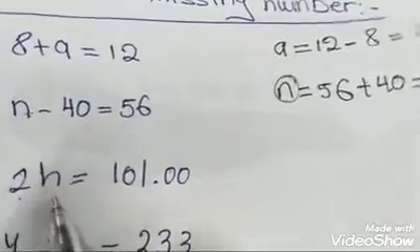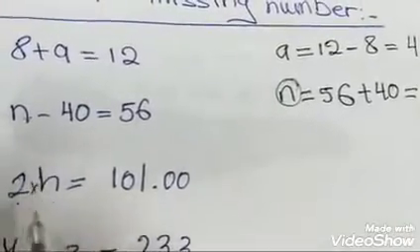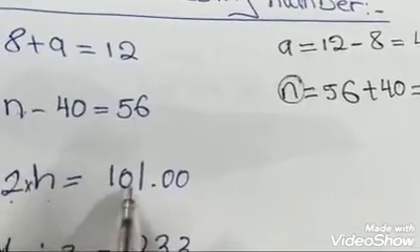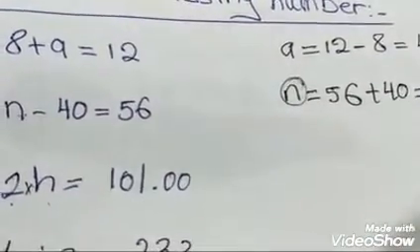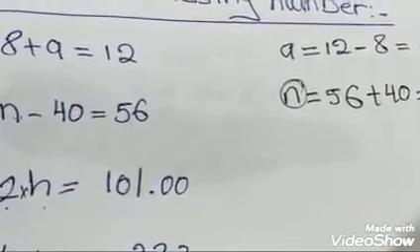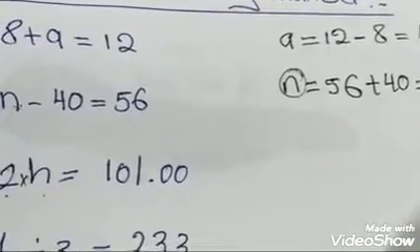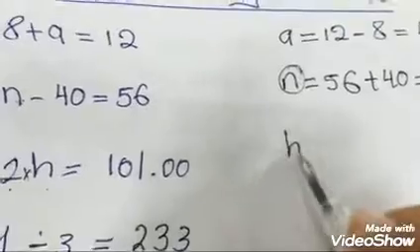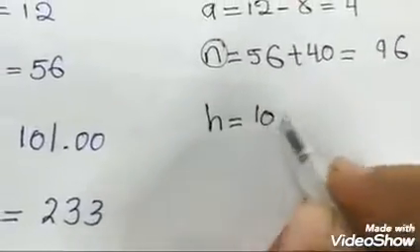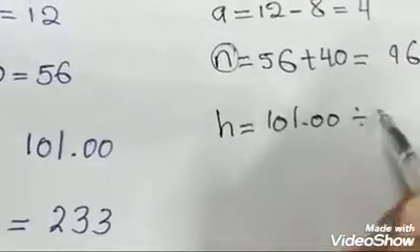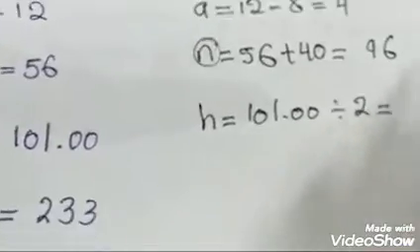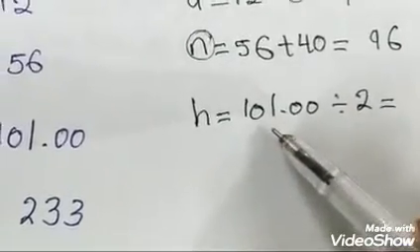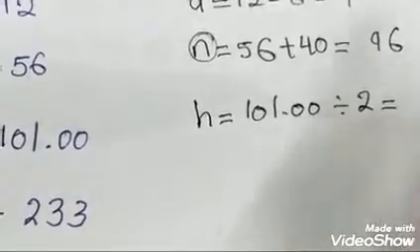Now I have 2h. It means 2 times h, or 2 multiplied by h, equals 101. This is a multiplication, so I have to do the inverse operation, which is division. So h will be 101 divided by 2. If I think about it mentally, 100 divided by 2 is 50.